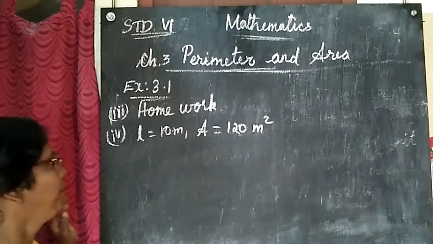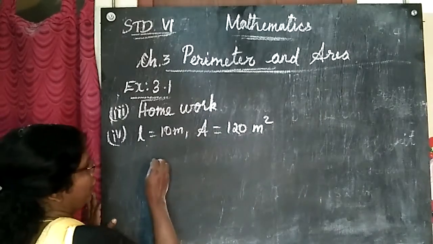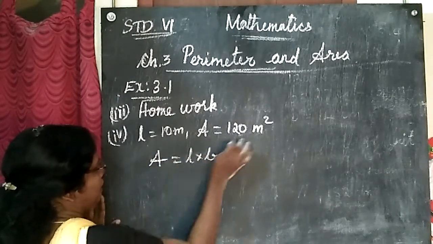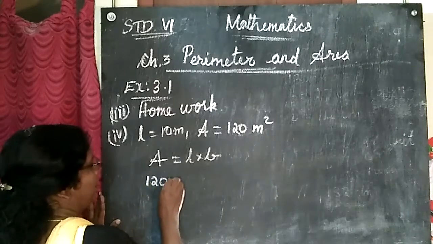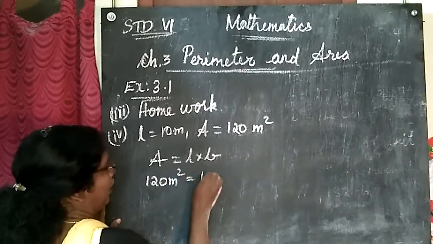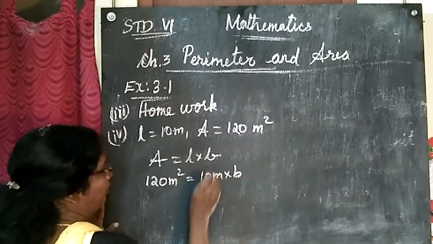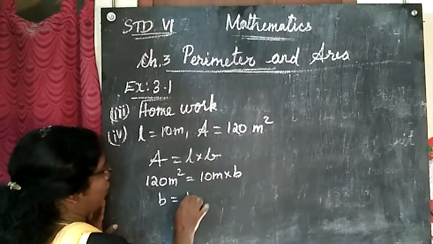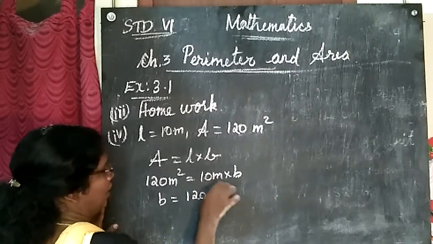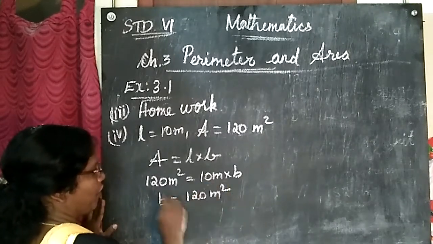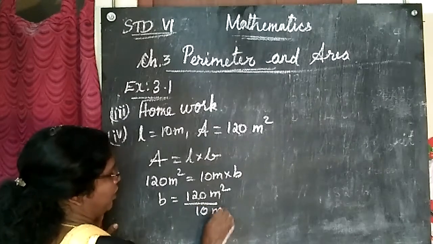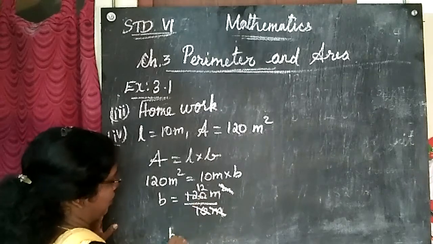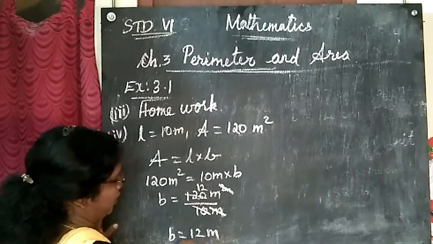Then we are going to find out perimeter. What is the formula to find out area? Area is equal to L into B. So what is area given here? 120 meters square is equal to 10 meter into B. Okay. So B is equal to 120 meters square. Here it is multiplied. If it goes other side, division, meter. For meter, 1 meter goes, 1 tens are 10, 12 tens are 120. So B is equal to 12 meter.